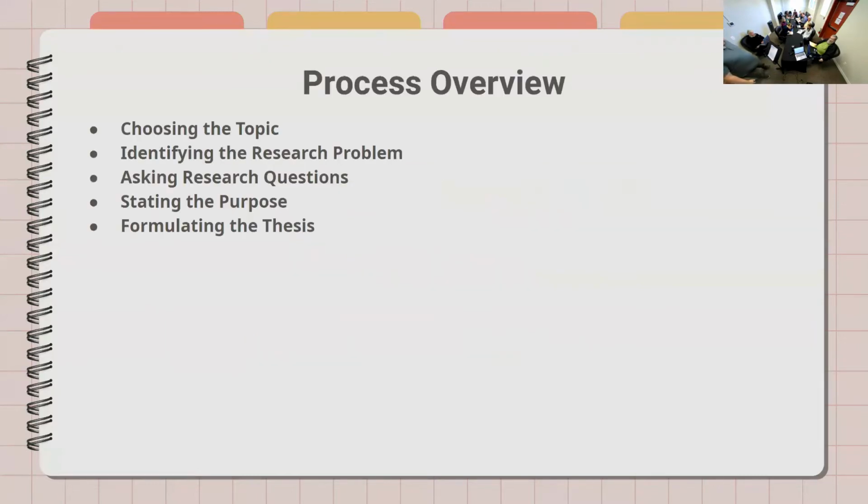Okay. So that being said, let's get into this. We're going to hit 5 points today. Those 5 points, you're going to start by choosing the topic. We're going to identify the research problem, what that means, asking research questions. Then we're stating the purpose, and then formulate a thesis. By the way, I'll be sending out this PowerPoint, and I've got a handout that you'll have a PDF of as well.